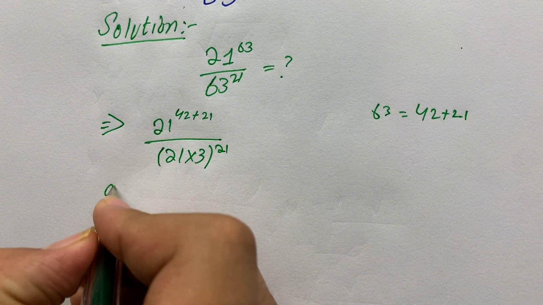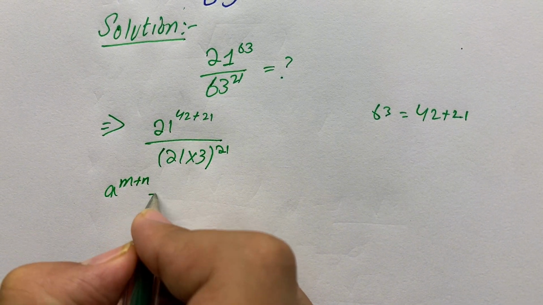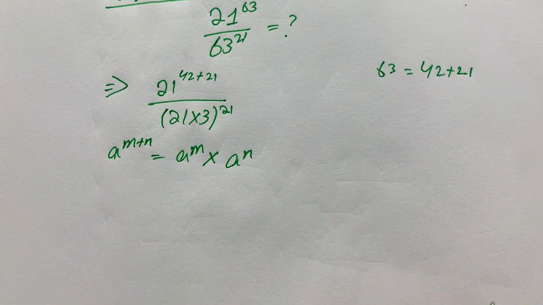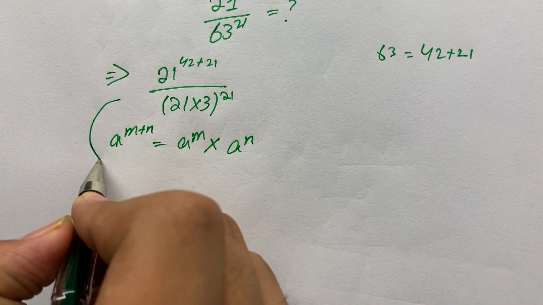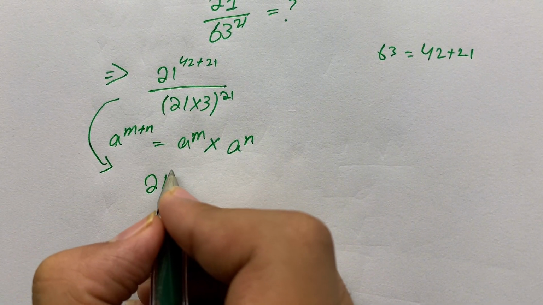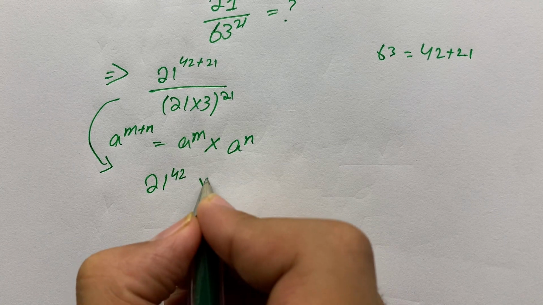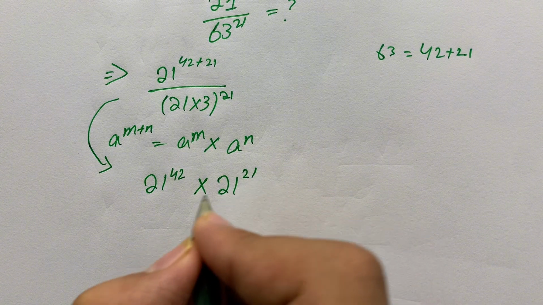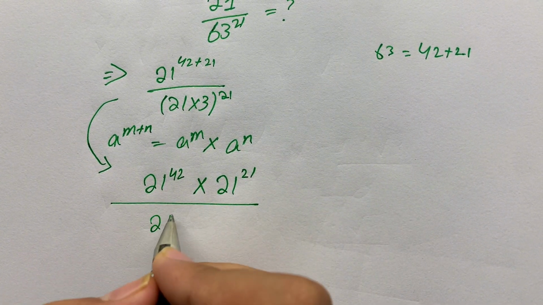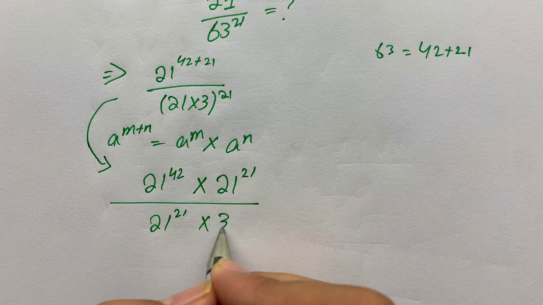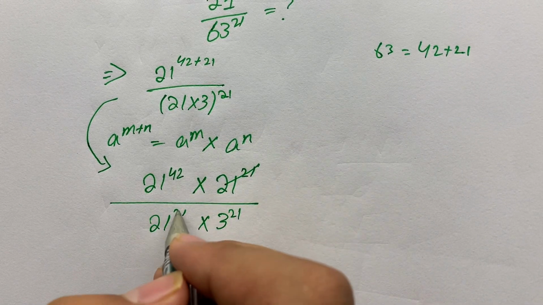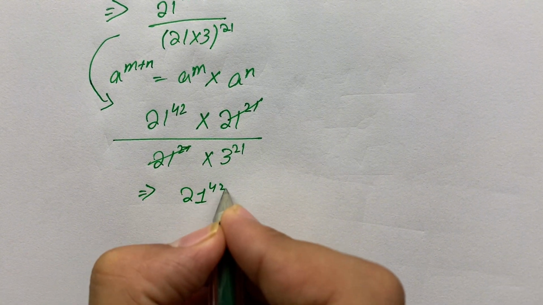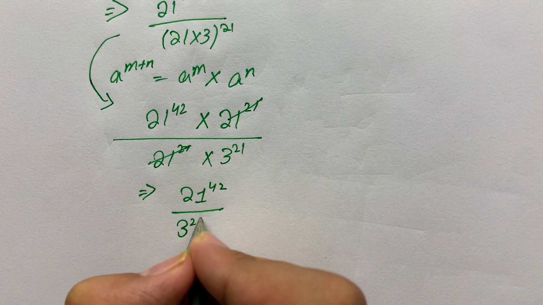Now we use this formula: m^(n+n) is equal to m^n times m^n. Now we apply this formula and we get 21^42 times 21^21 divided by 21^21 times 3^21. This cancels with this, and what remains is 21^42 divided by 3^21.